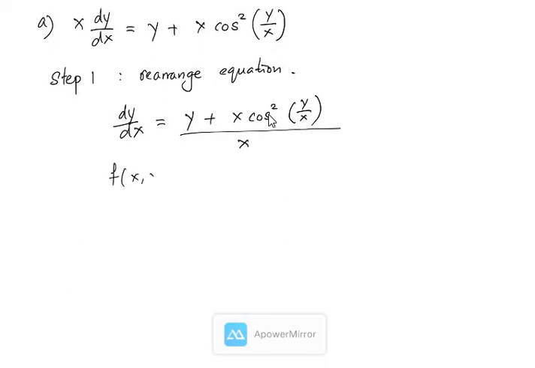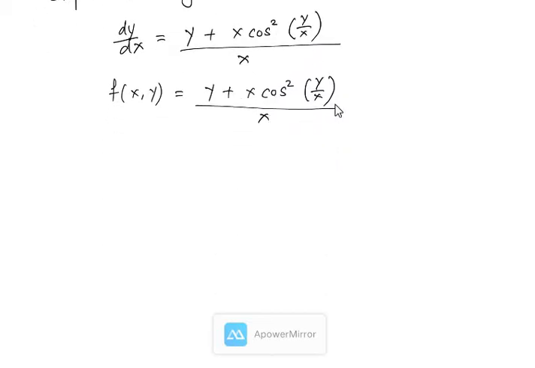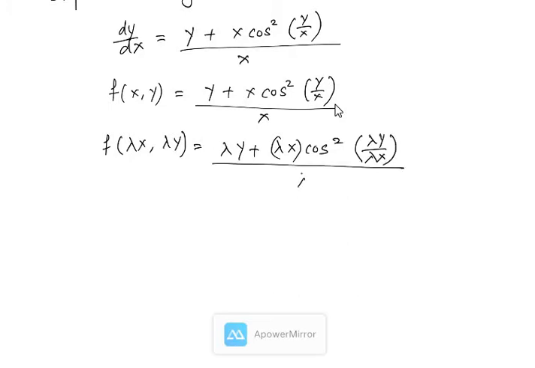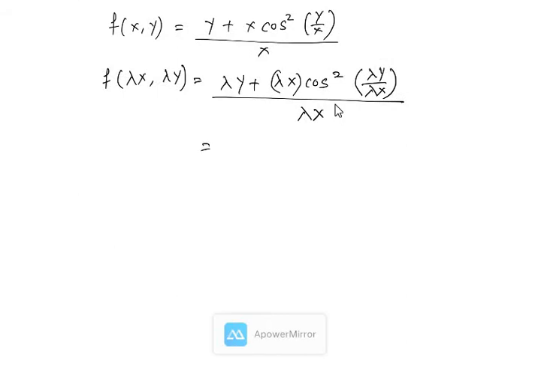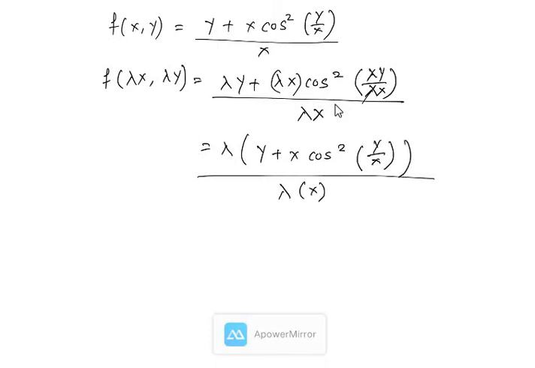And then f(x,y) is y plus x cos squared (y over x), divided by x. So we assume dy over dx is this one, and then we substitute x with lambda x and y with lambda y, and see what we obtain. So lambda y plus lambda x cos squared (lambda y over lambda x), divided by lambda x. Then we factor out the lambda, and we obtain y plus x cos squared. This one we can cancel out, we obtain y over x. And this one we divide by x. So this lambda we can cancel out, and it is actually the same as f(x,y).